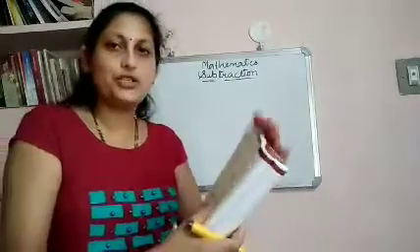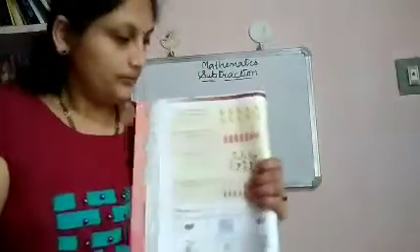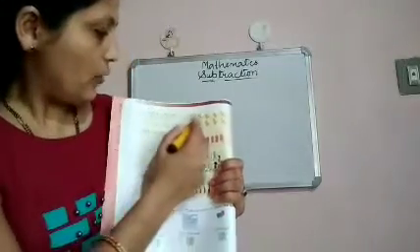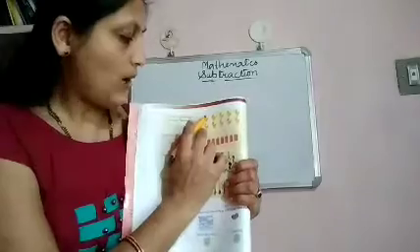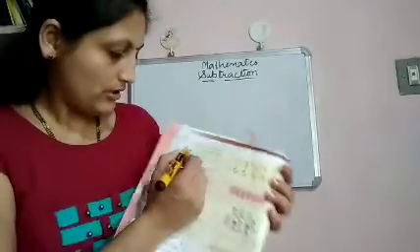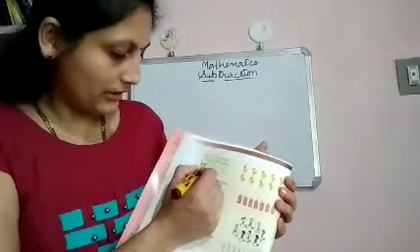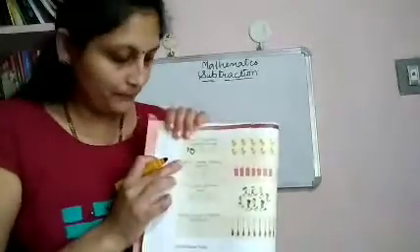Open page number 62. Okay. See here. How many ducklings are there here? How many ducklings? 1, 2, 3, 4, 5, 6, 7, 8, 9, 10. So, write in the first box 10. Okay. How many? 10. So, 10 ducklings are there.